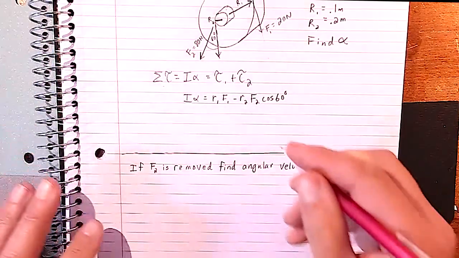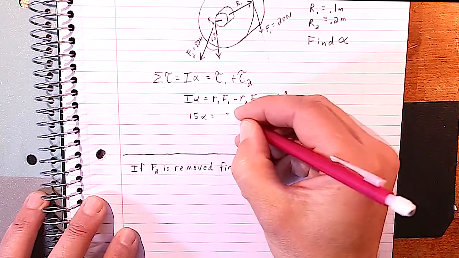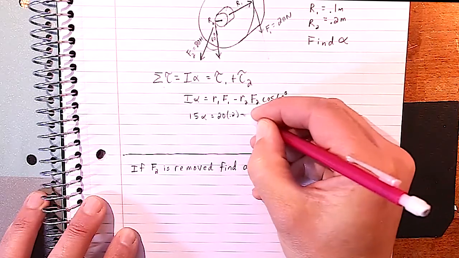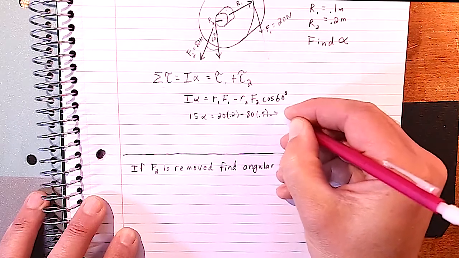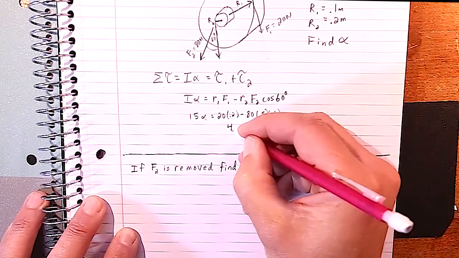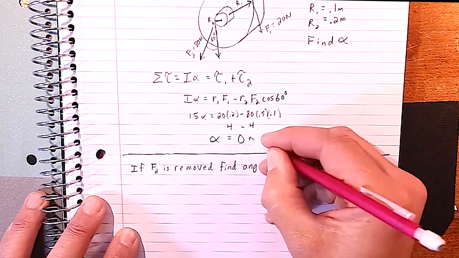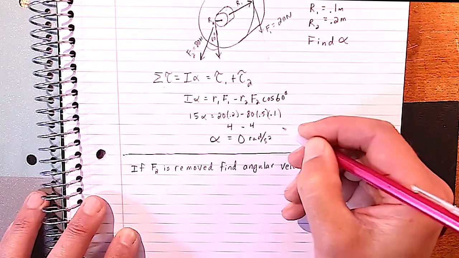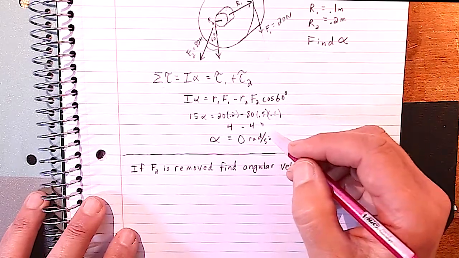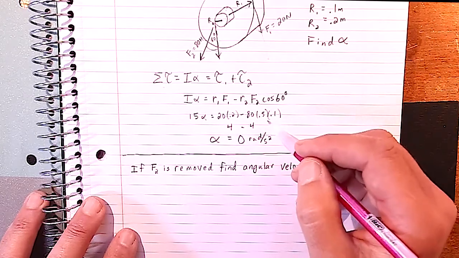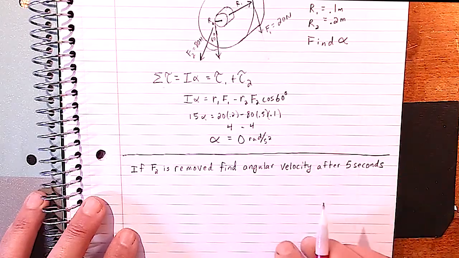When we put the numbers in here, we end up with 15 alpha is equal to 20 times 0.2 minus 80 times 0.5 times 0.1. And this comes out to 4, and this comes out to 4, meaning that alpha comes out to 0. So what does that mean? Well, that means that the net torque is 0. So if the object was rotating, it would continue to rotate at the same angular velocity. Or if it was at rest, it would remain at rest.